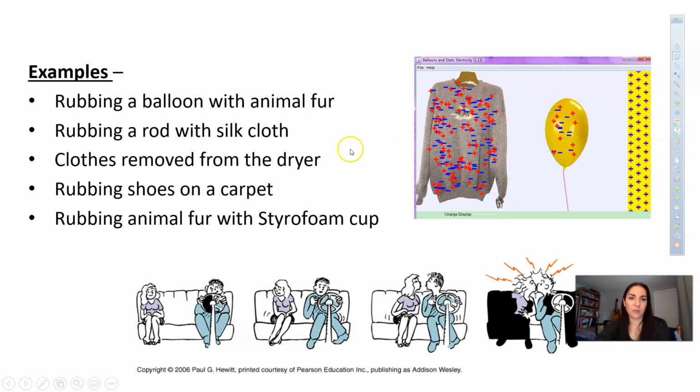But there are many other examples. When your clothes are dried in the dryer, there's lots of friction and lots of rubbing, so that creates a lot of charged objects. Especially now when it's dry, if you take out your clothes, they'll be charged. Other examples are rubbing your shoes on carpet, animal fur and a styrofoam cup, which is a typical classroom demonstration. And this is just a silly little cartoon of a girl scooting over and kissing somebody and getting electrocuted that way.